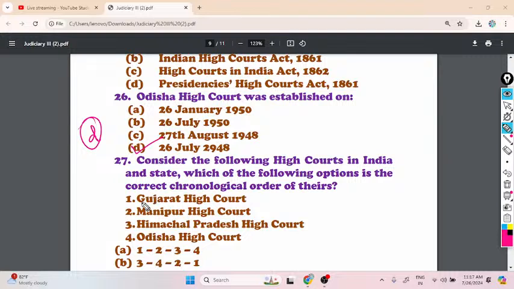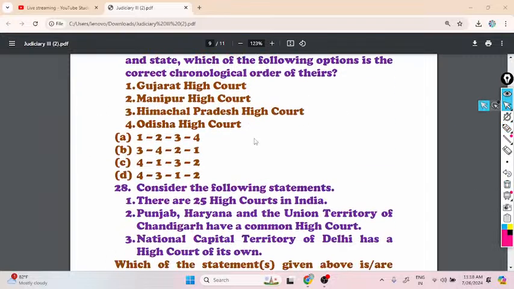Consider the following high courts in India and state which one of the following options is the correct chronological order of the years. Gujarat High Court was established in 1960. Manipur High Court is 2013. Himachal Pradesh is 1971. Odisha High Court is 1948. So the correct chronological order will be 4, 1, 3, 2. Answer will be C.